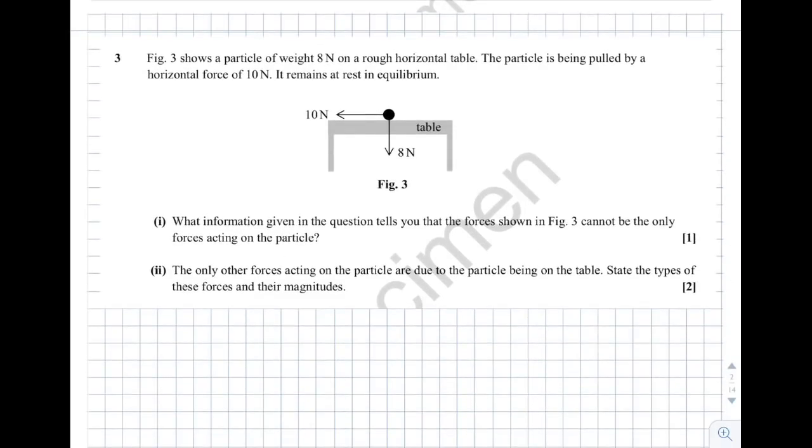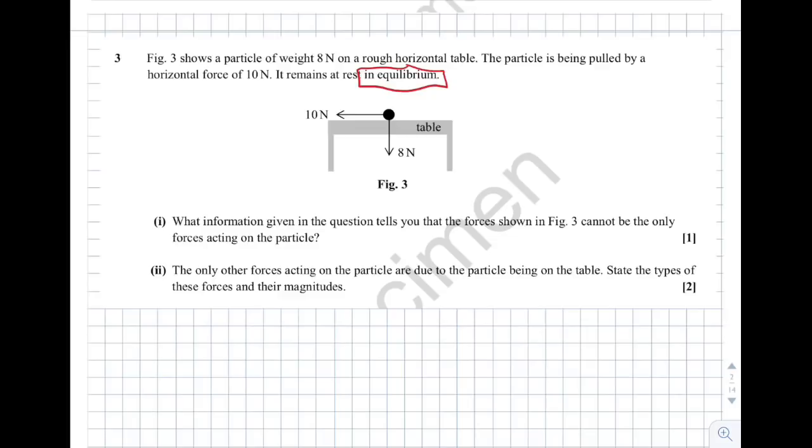Okay, question 3. So this is our first kind of mechanics question on the paper. We've got a particle of weight 8 newtons on a rough horizontal table. It's being pulled by a horizontal force of 10 newtons, and it's in equilibrium. So what information given in the question tells you that forces shown in figure 3 cannot be the only forces acting on the particle? Well, the thing we need to say here is the fact that they've told us it's in equilibrium. So that must mean these can't be the only forces acting on it because they don't balance out to keep the object in place. So we'll look at the mark scheme for that in a second.